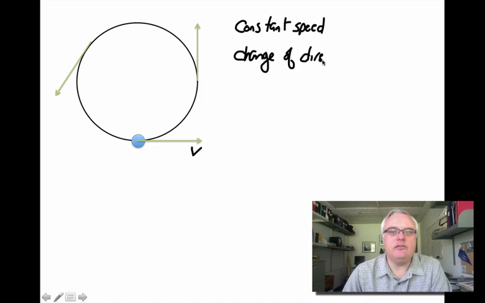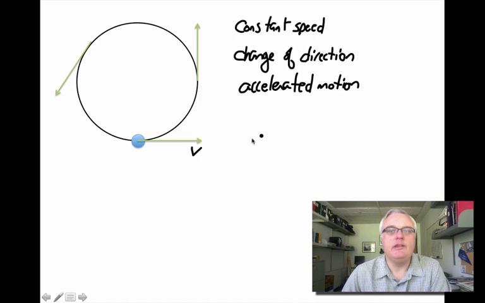And since velocity is both speed and direction, it's a vector, if the direction is changing, the velocity is changing. So even though it's a constant speed, we have a changing velocity. In other words, we have an acceleration. So this is another type of accelerated motion. The difference here is that this is called a centripetal acceleration. We denote it a_c to distinguish it from linear acceleration, which is a change in speed, an object speeding up or slowing down. Here it's the direction that's always changing.